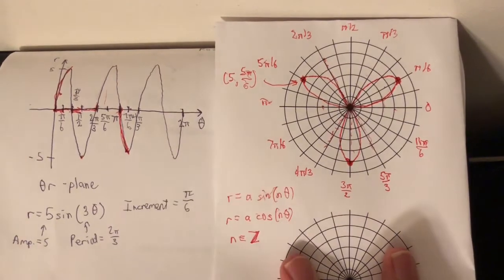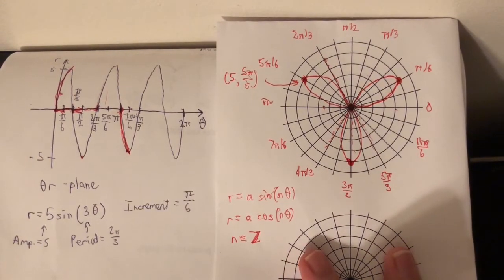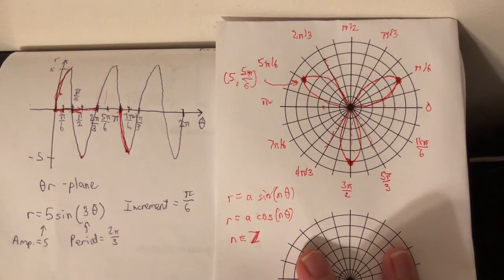So I leave that to you as an exercise to try something like r equals 5 sine of 4 theta, or even more simply, r equals 5 sine of 2 theta. And you should see that what you get has double the number of petals as the value of n.